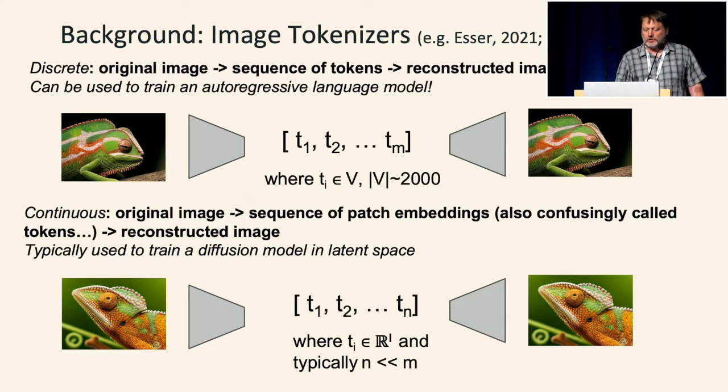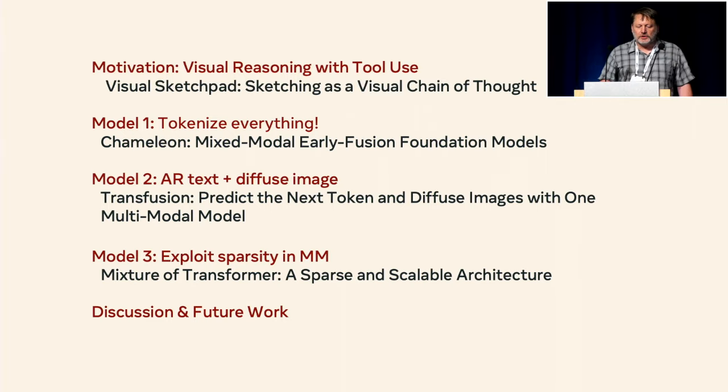I apologize for the boring background. Let's launch into the actual research with that in mind. I'm going to do four different things. One is a little bit of an extended motivation for the whole line of work, talking about a particular type of visual reasoning. Then three different architectures that build on top of each other: one that's token-based, one that's continuous, and one that looks at sparsity and more efficient learning. Then I'll end with some thoughts about future work.